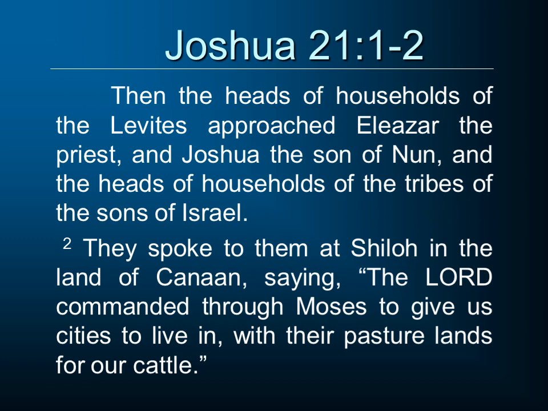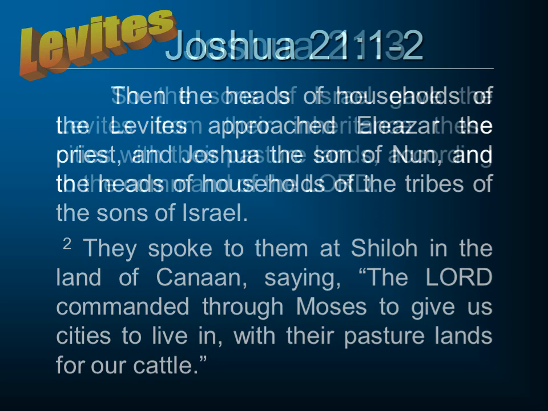Chapter 21, verse 1, then the heads of the households of the Levites approached Eleazar the priest, and Joshua the son of Nun, and the heads of the households of the tribes of the sons of Israel, and they spoke to them at Shiloh in the land of Canaan, saying, the Lord commanded through Moses to give us cities to live in with their pasture lands for our cattle. These are going to be the Levites now. They're going to get inheritance, but they don't get a land inheritance. Instead, they're going to get certain cities. And so these Levites come, and they ask for their inheritance.